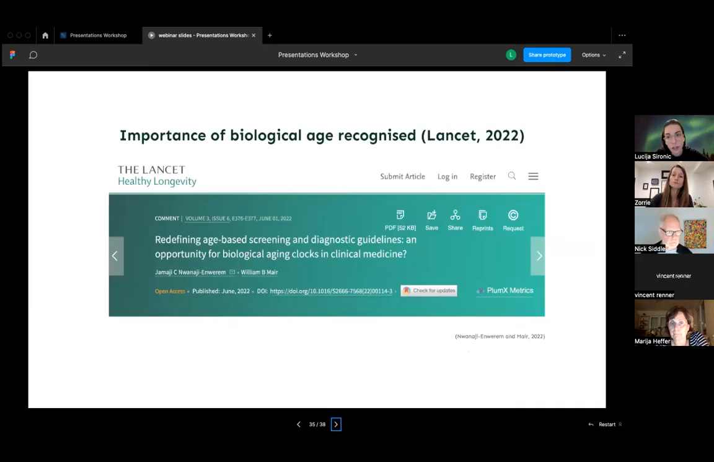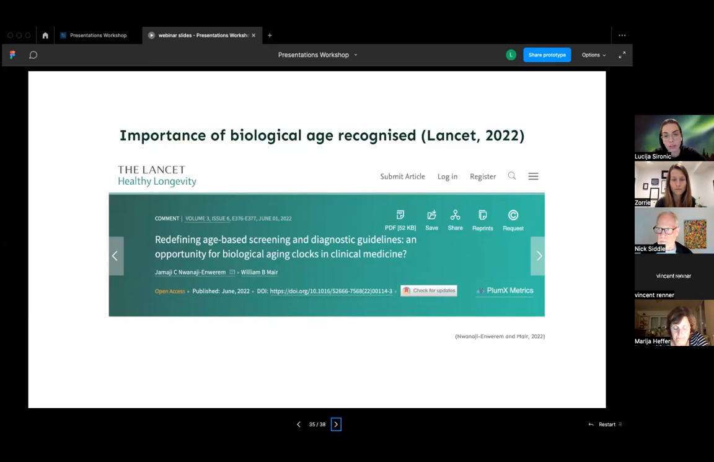Okay, and just a few final slides, to show that what we do with GlycanAge and how you use that with your clients seems to be important. This is just a screenshot of a commentary from the Lancet Healthy Longevity to show that even traditional mainstream clinical medicine is thinking about making use of biological age clocks.